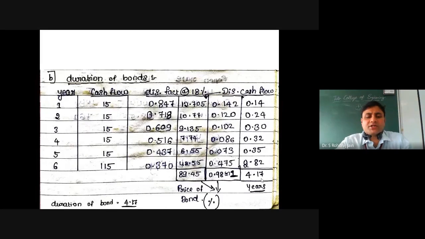So what I say, the duration of the bond is 4.17. The problem doesn't end here. They've asked me one more part. What is that? Calculate the volatility of the bond or modified duration of the bond.